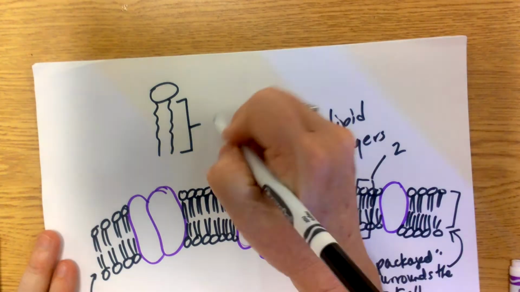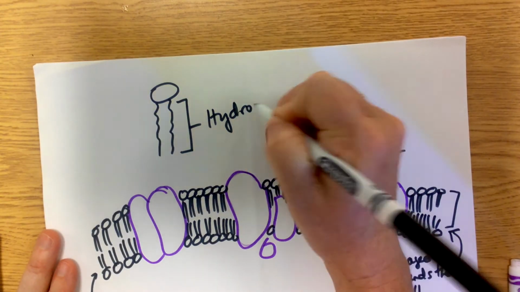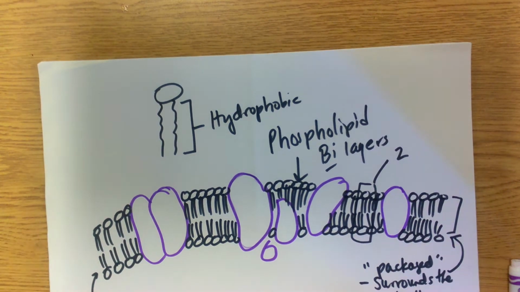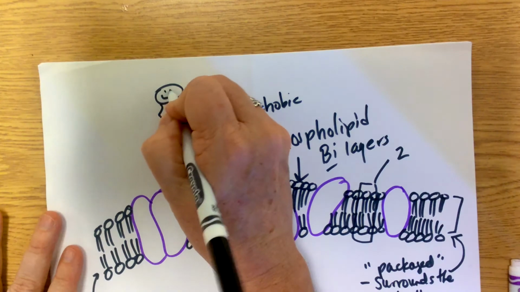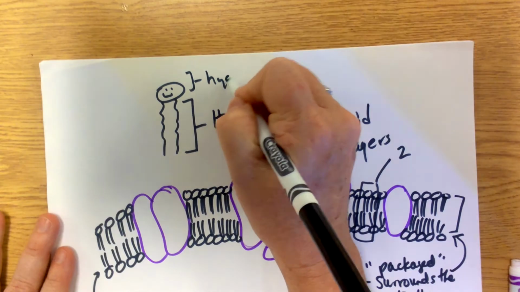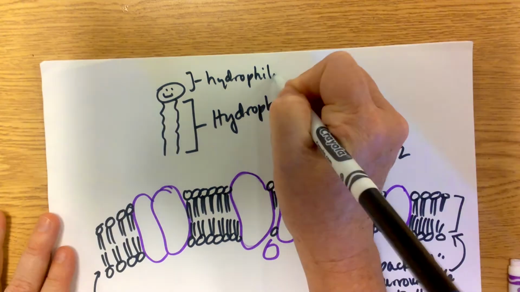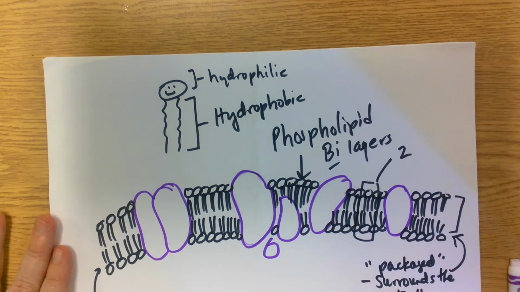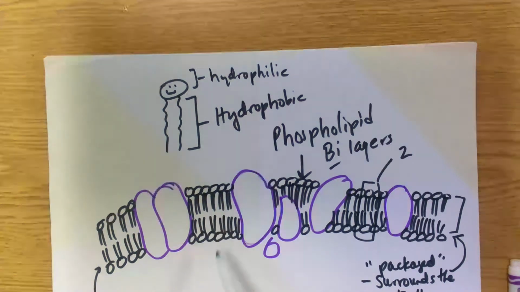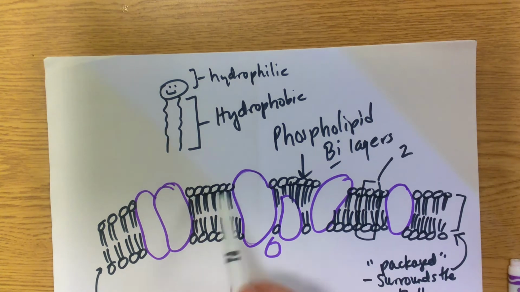These tails, this region is hydrophobic. And hydrophobic means it does not like water. Now, the heads of your phospholipid are hydrophilic. And that means they like water. And so we're going to draw it with a little smiley face. So the tails all want to hang out together because they all hate water. And the heads all like water.